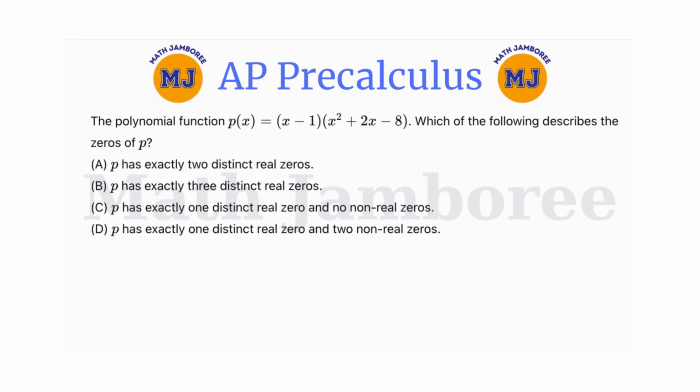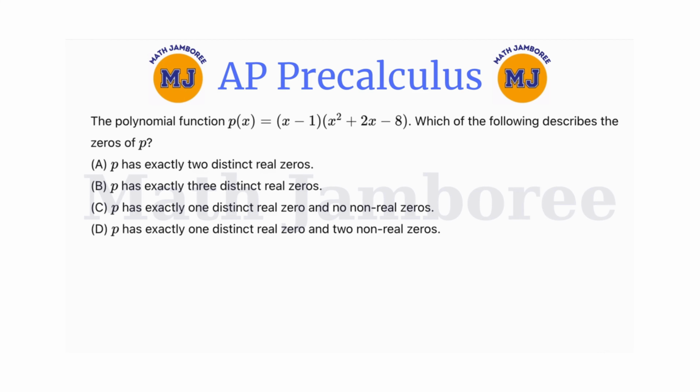In this video, we have another AP Precalculus type of question from the topic of polynomial functions and complex zeros. Let's dive into it. The polynomial function p of x equals (x minus 1)(x squared plus 2x minus 8). Which of the following describes the zeros of p?